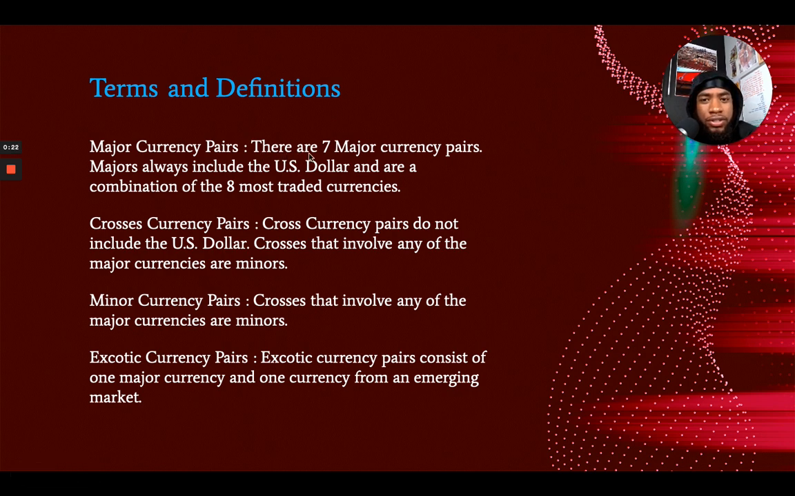Major currency pairs. There are 7 major currency pairs. Majors always include the US dollar and are a combination of the 8 most traded currencies, which we'll list out. Cross currency pairs do not include the US dollar, and crosses that involve any of the major currencies are minors. Exotic currency pairs consist of one major currency and one currency from an emerging market.